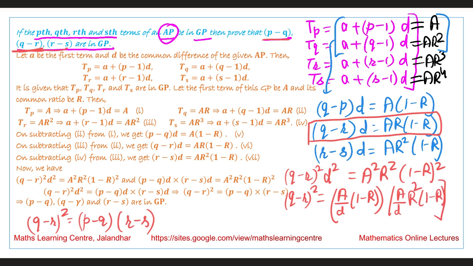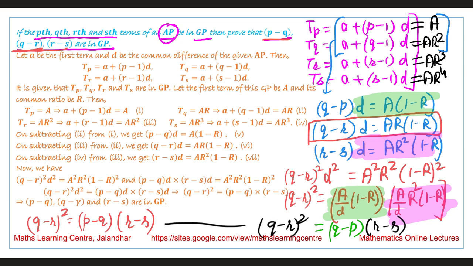Now look at these two terms. A over D times (1 - R) is the value of Q - P. And look at this term: this is the ratio of these values, so the answer we obtain in this case is R - S. So by combining these results, we get (Q - R)^2 = (P - Q)(R - S). So this proves that these three terms are in GP.